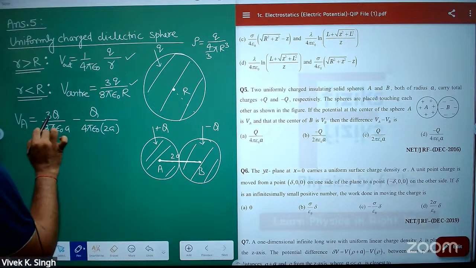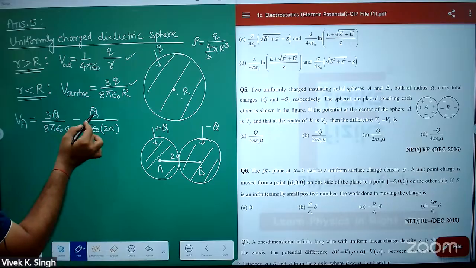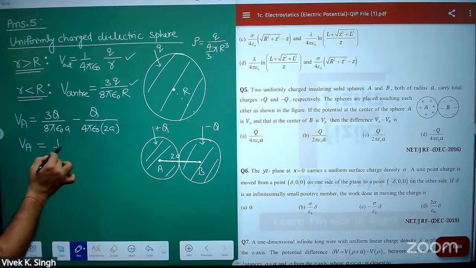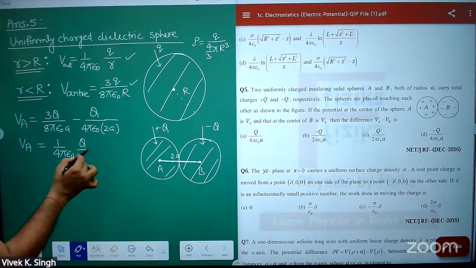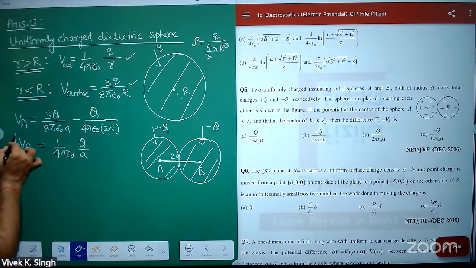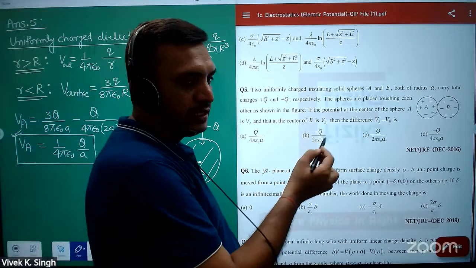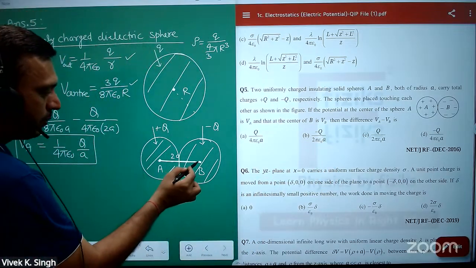So this is 3q minus q, which is 2q. So what will be VA? VA is 1 by 4 pi epsilon naught q by A. This is the potential at the center of dielectric sphere A. Now you have to find the potential at the center of dielectric sphere B.